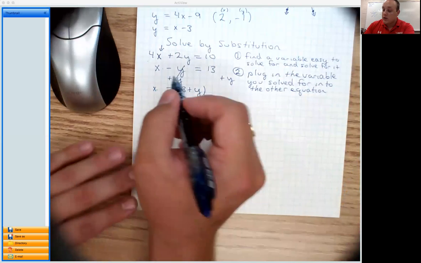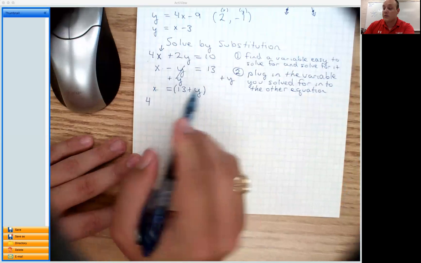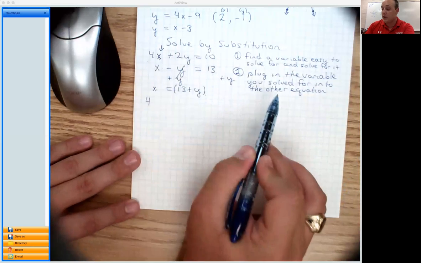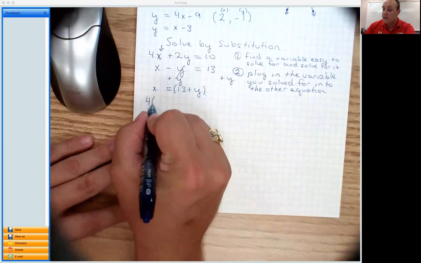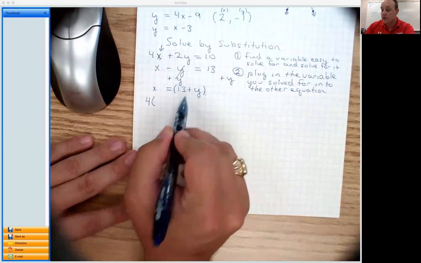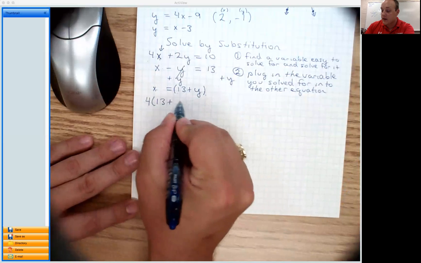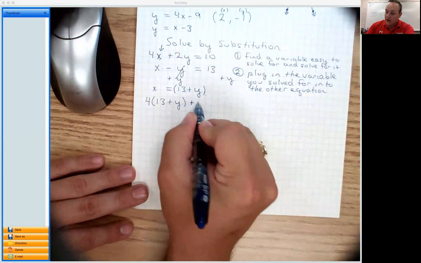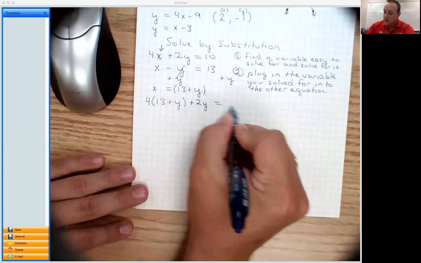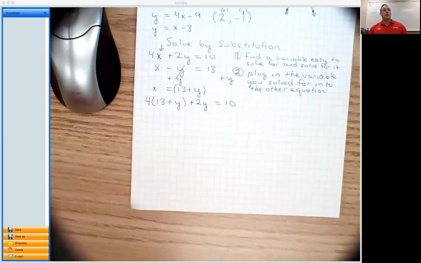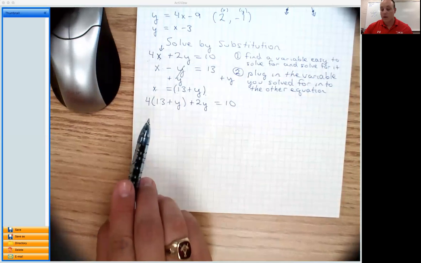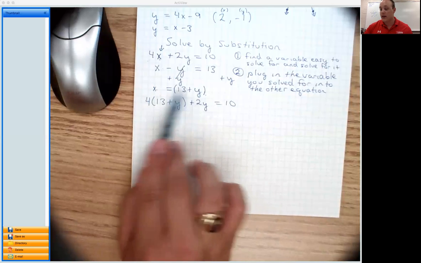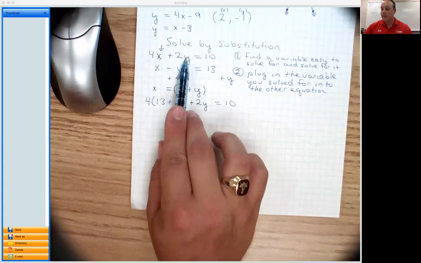Okay, so I have to plug in x first. So it's going into this top equation for x. Plug it into the other equation. So I have 4 times the quantity I solved for right here. So I have 13 plus y, because that is the same as x. And now I have to finish out the rest of that equation, equals 10. So if I look at that top one, I still have 4x, because these two represent x, plus 2y equals 10.